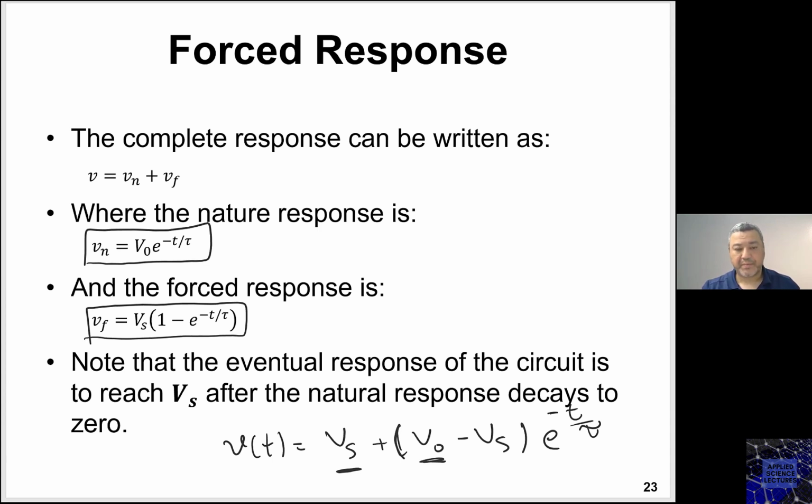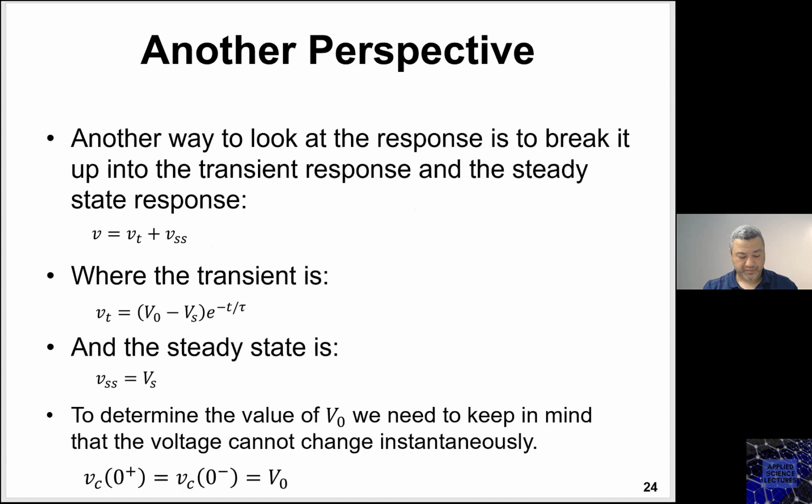Is this clear? So from the first circuit, I find the VC at 0 minus. That is the same as the VC at 0 plus. I will use it in the next circuit. From the next circuit, I find the steady state across the capacitor, and I find the tau also for my capacitor.